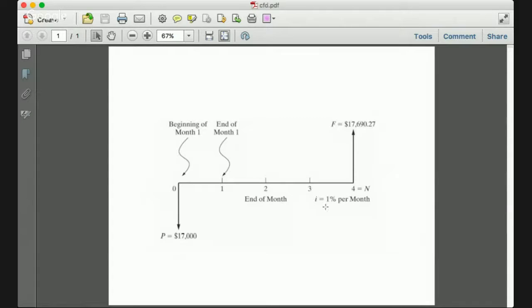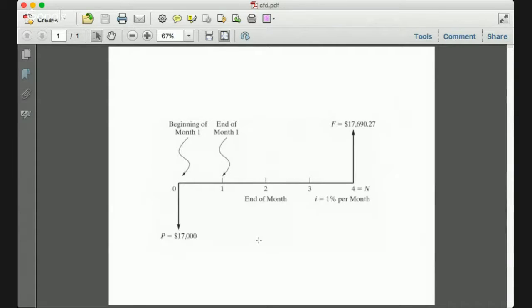Notice also there's an indication of the interest rate, 1% per month, the rate at which we move money from one period to the next. And P is a present amount. F is a future amount. So P is where we started and F is where we ended up.